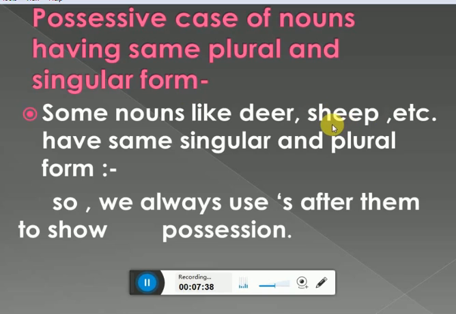Similarly, sheep is also one such noun. They have the same singular and plural forms. So we always use apostrophe S after them to show possession. We never say deers, D-E-E-R-S apostrophe.